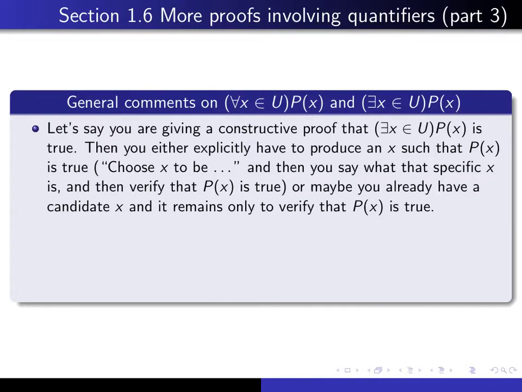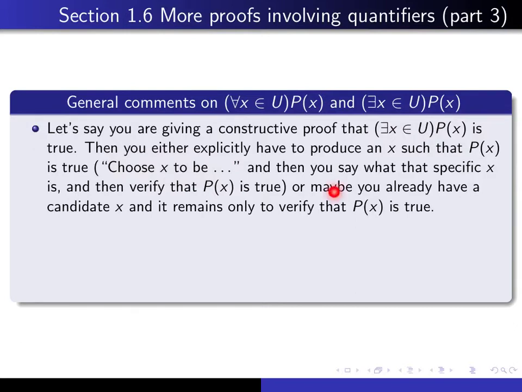Now, if you're given an existentially quantified statement like this, and suppose you want to prove that it's true, and suppose you're giving a constructive proof of that, then you explicitly have to produce an x and then verify that that particular x works. In other words, it makes p of x true. And so in your proof you would write something like "choose x to be," and then you explain how you're choosing that x, and then you verify that that specific x works.